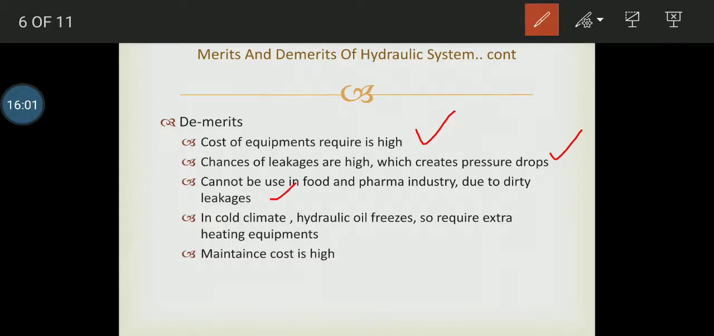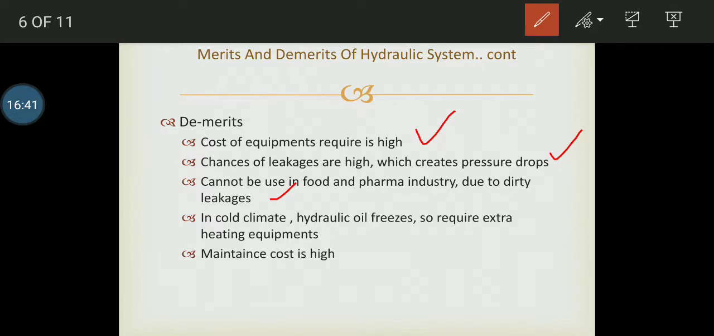It cannot be used in the food and pharma industry due to dirty leakages. We cannot use a hydraulic system in the food and pharma industry, because these two are edible products industries, because humans are going to consume those products. So if there is a leakage in the system, there are chances of that fluid getting mixed with the edible products of the industry, and humans are going to consume that product. So the hydraulic system is completely avoided in the food and pharma industry.